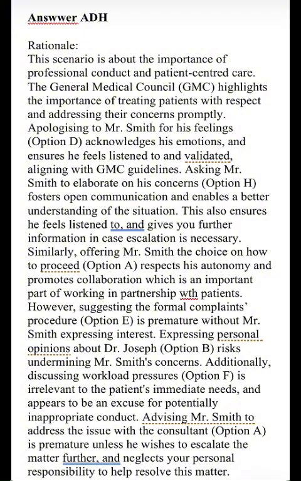Advising Mr. Smith to address the issue with the consultant, option G, is premature unless he wishes to escalate the matter further, and it also neglects your personal responsibility to help resolve this matter.